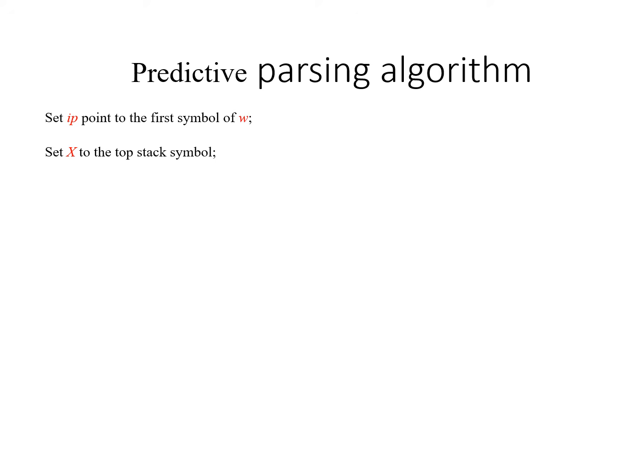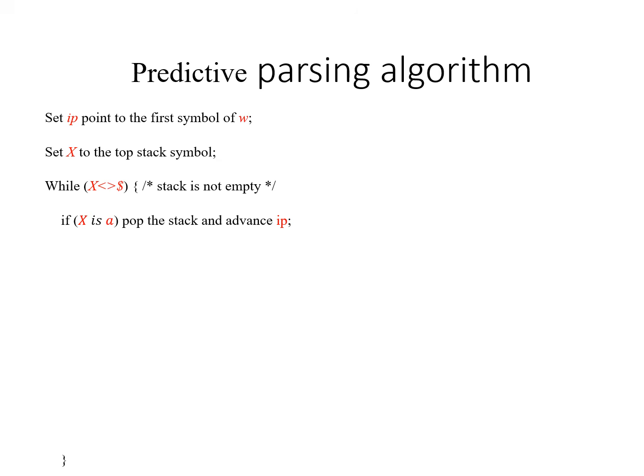Set X to the top stack symbol. What is the initial symbol in the stack? Dollar. After that, what we have to do? We have to place the starting symbol onto the stack. Next, we do this while X is not equal to dollar. This is the condition.